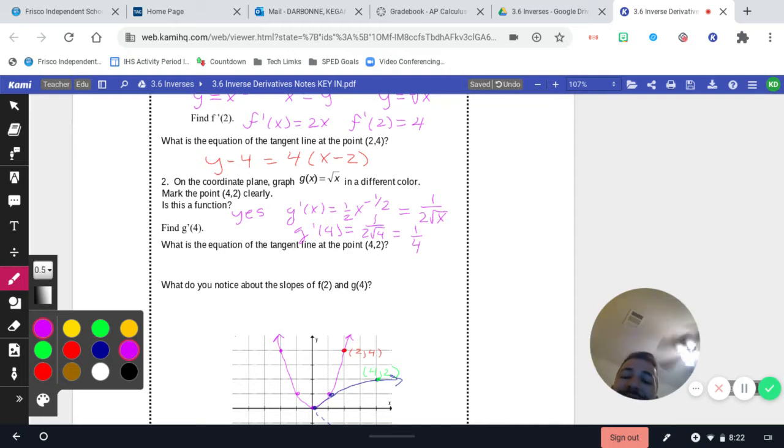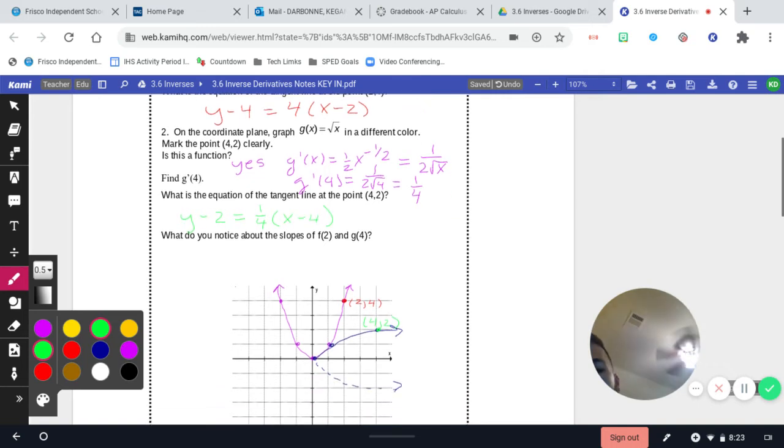Okay, what is the equation of the tangent line at the point (4, 2)? So same thing, I have the point, I have my slope, so I'm just writing my equation of the tangent line from there. y minus 2 is equal to 1/4 (x minus 4). And last but not least, we want to compare the slopes of f at 2 and g at 4.